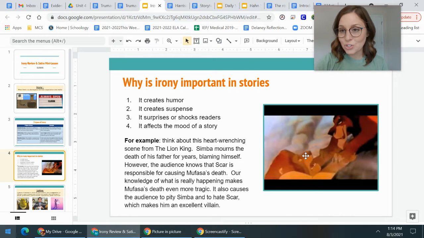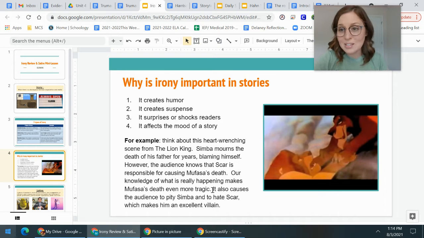Think about this heart-wrenching scene in The Lion King. Hopefully you've seen the old cartoon or the newer one. This is where Simba mourns the death of his father, and Simba mourns the death of his father for years. He blames himself. He thinks the wildebeests were stampeding through the canyon because of his own actions. But the audience actually knows from this scene right here that Scar is responsible for causing Mufasa's death. And our knowledge of what really is happening makes his death even more tragic.